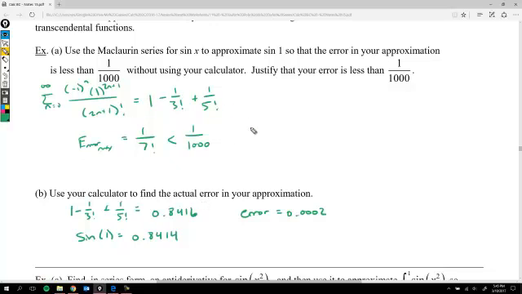So with just 3 terms, we got a pretty good estimate. And this you could totally do without your calculator. Now, 5 factorial is no small number, but it's still possible to do this without your calculator, as opposed to just doing sine of 1. I don't know, it's a lot more arbitrary to me.